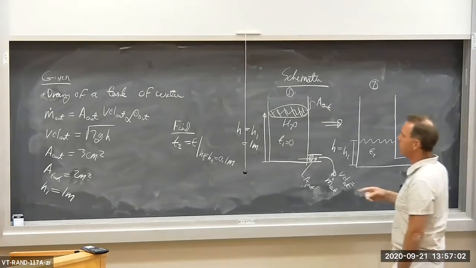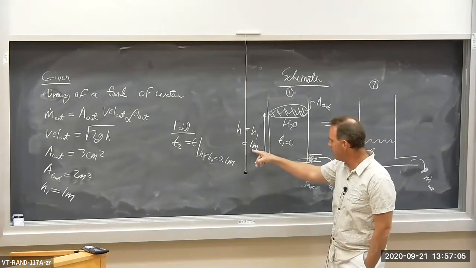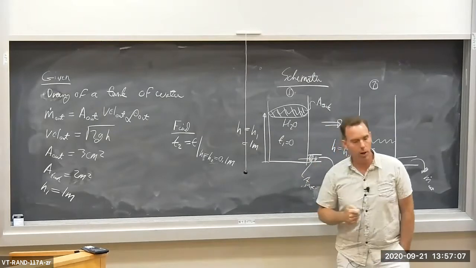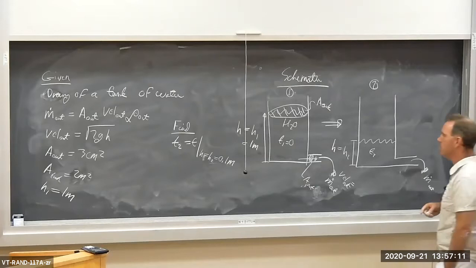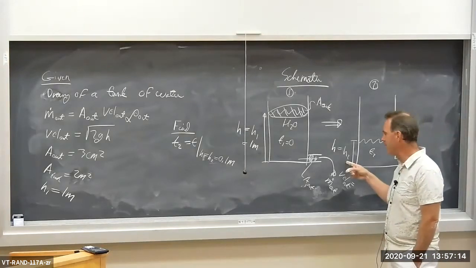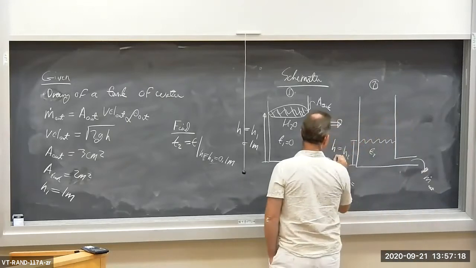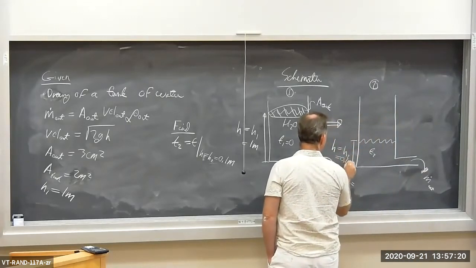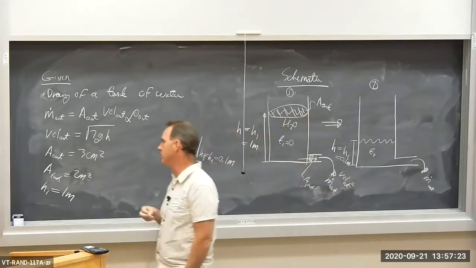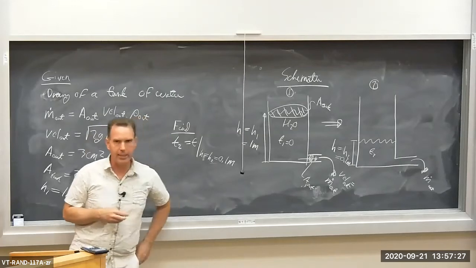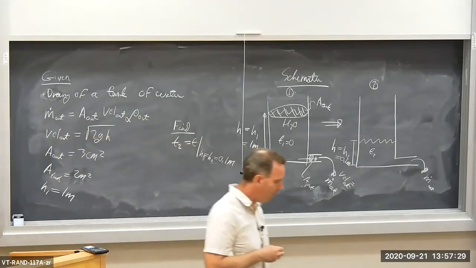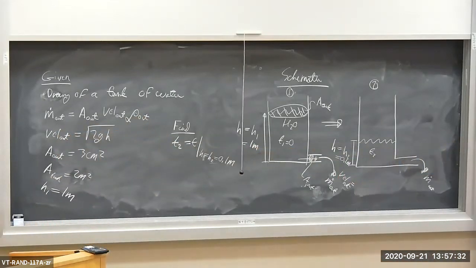So we start off with a certain height of 1 meter in the tank. Pull the cork, water starts to flow out the drain at the bottom. We want to know how long it takes to drain the tank down by 90%. In other words, H2 is equal to 0.1 meters, the height down to 1/10 of a meter. How long does it take to drain 90% of the water volume in the tank?